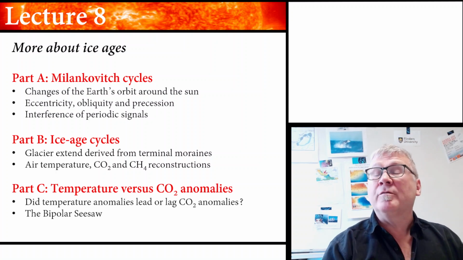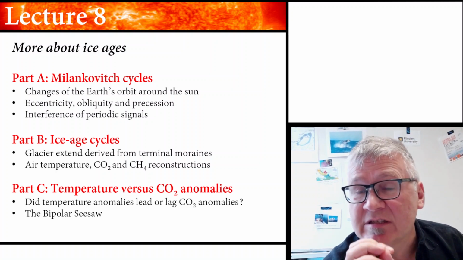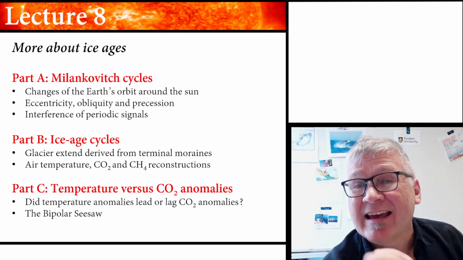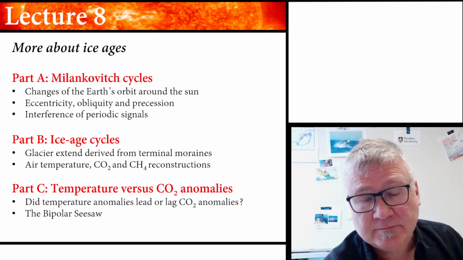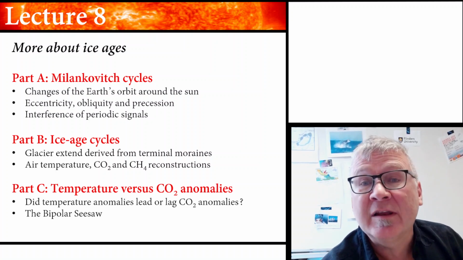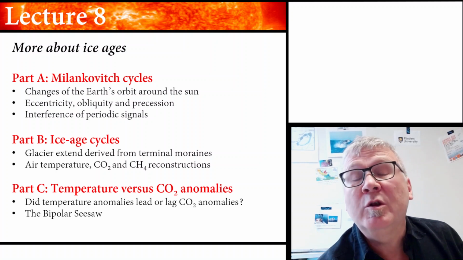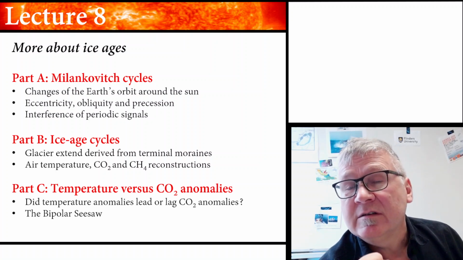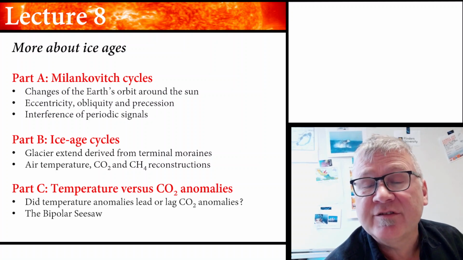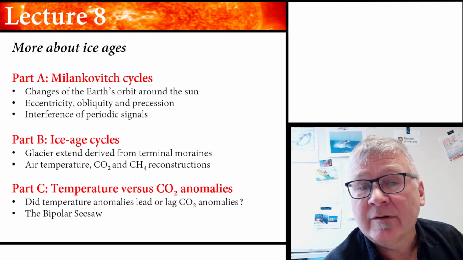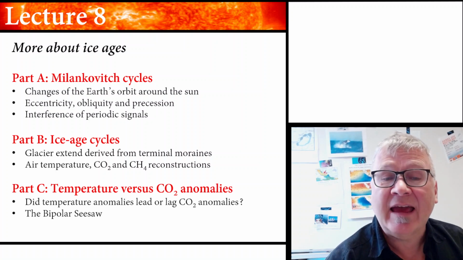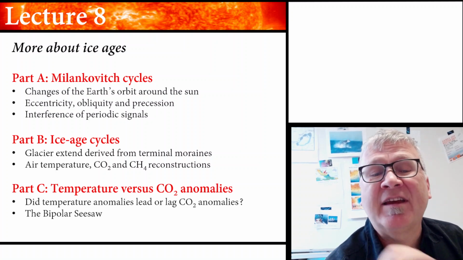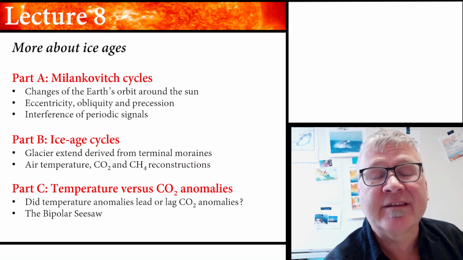But the Earth's orbit around the Sun is not always the same. There are slight cyclic variations which are called Milankovitch cycles. And we talk about these Milankovitch cycles today because we know that Milankovitch cycles triggered or terminated ice ages. I introduced you to Milankovitch cycles in part A, which are associated with changes of the Earth's orbit around the Sun.